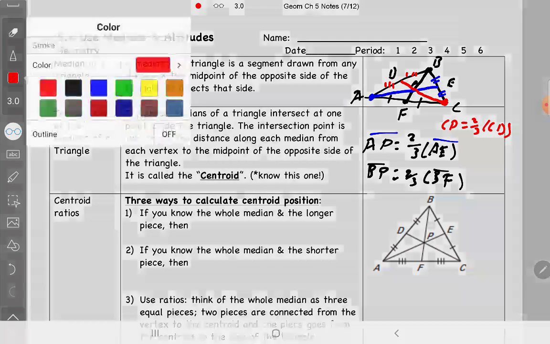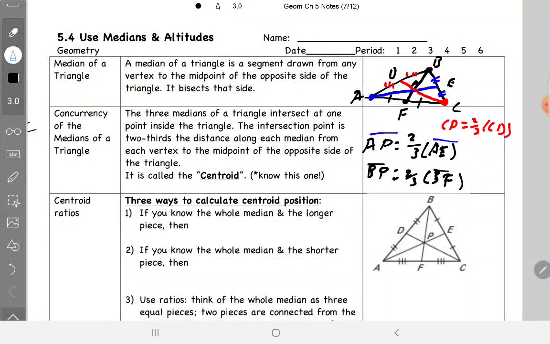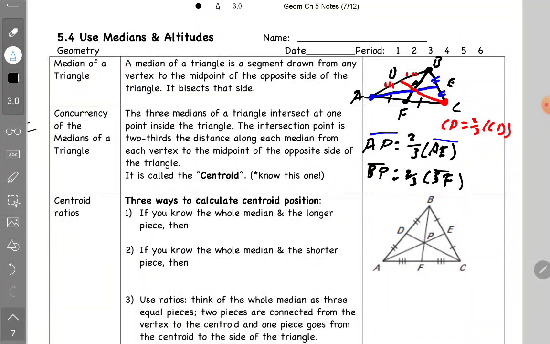That means the other pieces would be 1/3. So PF would be 1/3 of the black line, GP would be 1/3 of the red line, and PE would be 1/3 of the blue line.